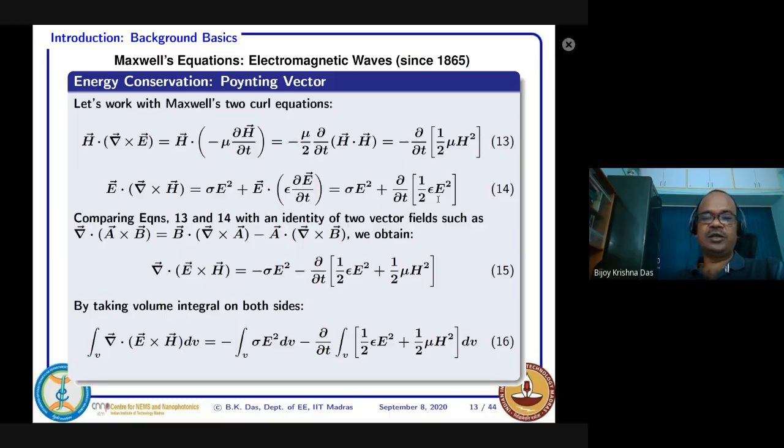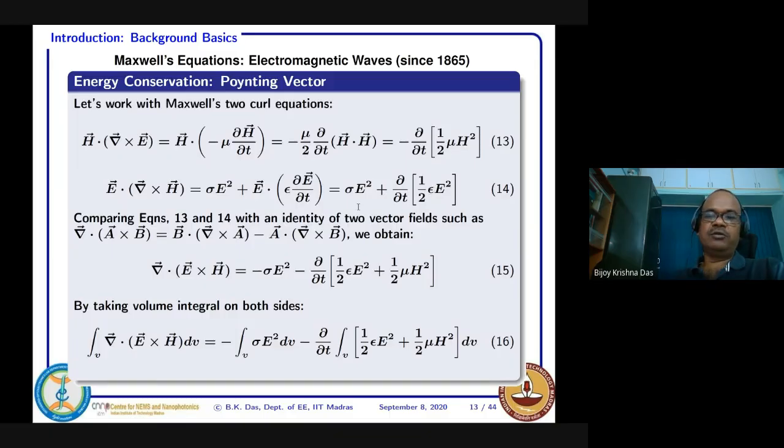So if you compare equations 13 and 14, and try to use some vector identity, the left hand side is H dot curl of E and E dot curl of H, and on the right hand side you have the rate of change of magnetic energy and the rate of change of electrical energy.